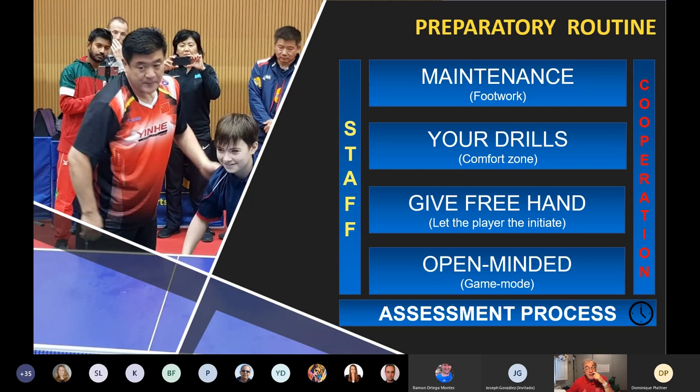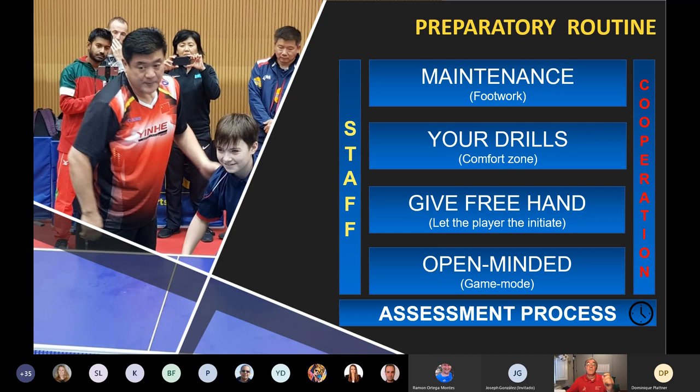Preparatory routine. Let's go a little bit into the daily work, what might be the work for the player. We have a preparatory routine, and we keep the multi-balls in our main structure.